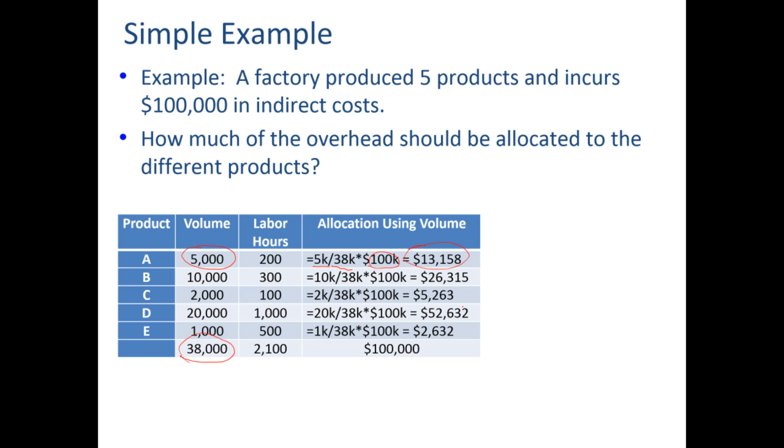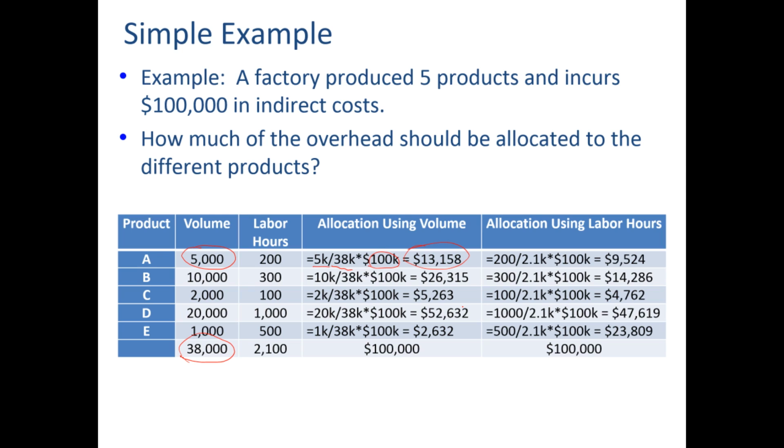Now, instead of allocating on the basis of volume, what would the case be if we allocated using labor hours? Well, in that case, we will use a percentage of the labor hours used by each respective product as a percentage of the overhead allocated to each product. This results in very different overhead allocations. Let's walk through the math here a little bit.